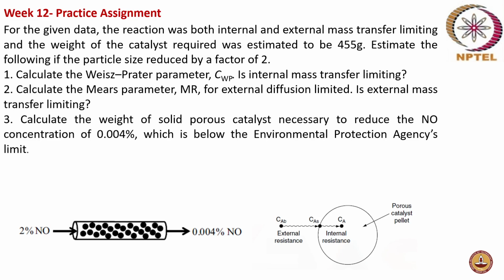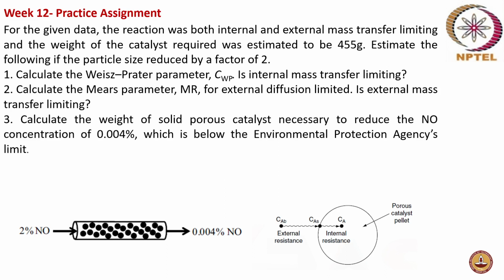So, for the given data, the reaction was found to be both internal and external mass transfer limiting, and the weight of the catalyst required was estimated to be 455 grams. Now, we have to estimate the following if the particle size is reduced by a factor of 2. What are the parameters we have to find out? We have to find out the Weisz-Prater parameter C_WP, and then identify if the reaction is internal mass transfer limiting even when the particle size is reduced by a factor of 2.